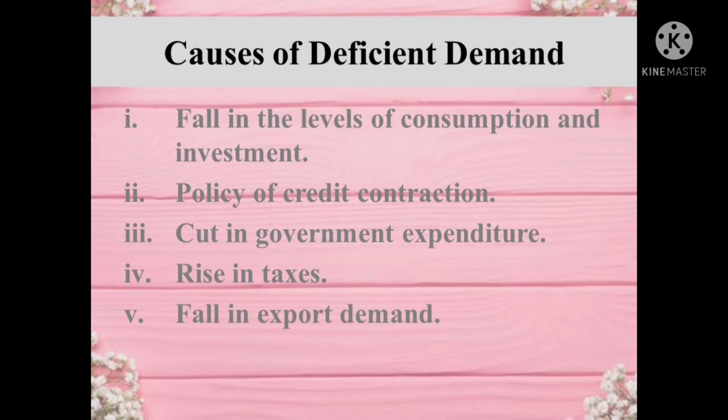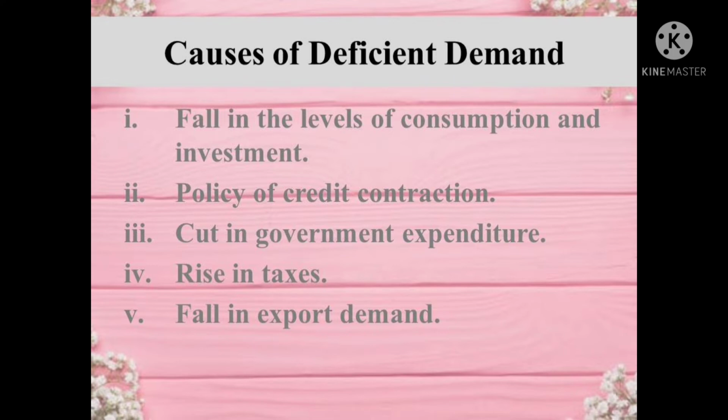Next, causes of deficient demand. Deficient demand in an economy may be caused by any of the following factors. So point number 1 is fall in the levels of consumption and investment. Private consumption expenditure is a major component of aggregate demand. Any reduction in it will lead to deficiency in demand. Investment expenditure is another important component of aggregate demand.